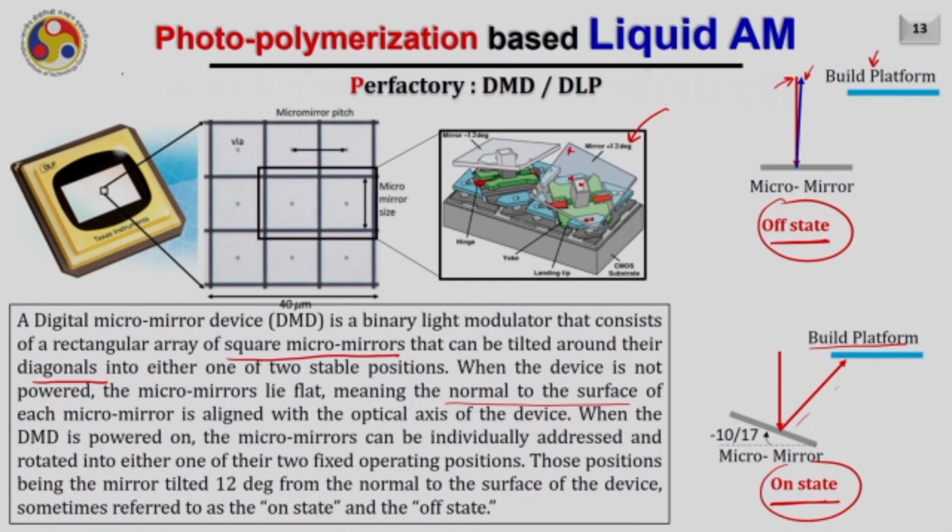So this is how a DMD chip typically looks. And if you zoom in on a very small area, what you will see is nothing but an array of square mirrors. There is a nomenclature which we are using here: this is the via, the distance between two mirrors is the pitch, and this is the size of the micro mirror.